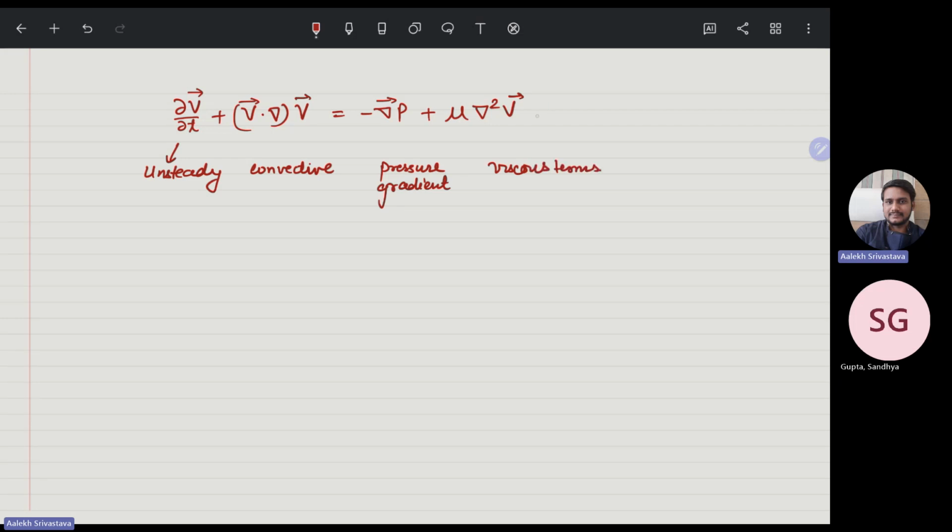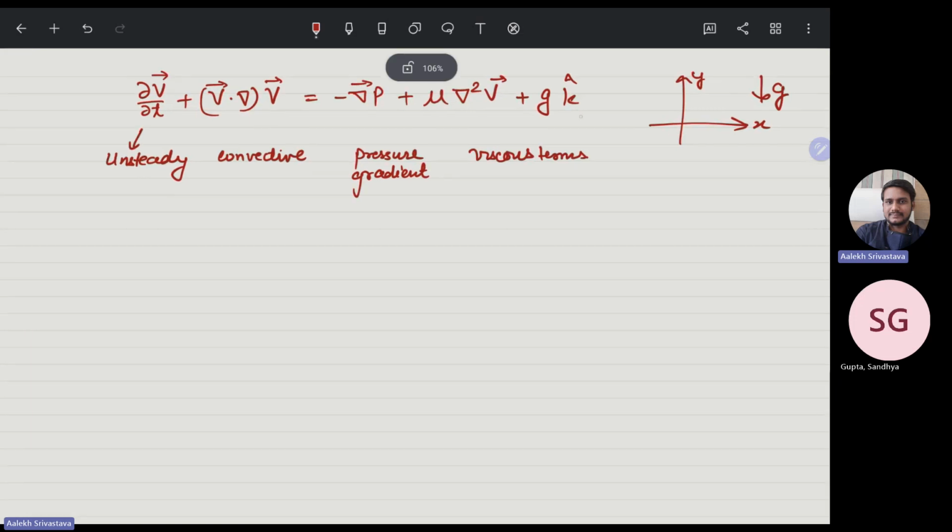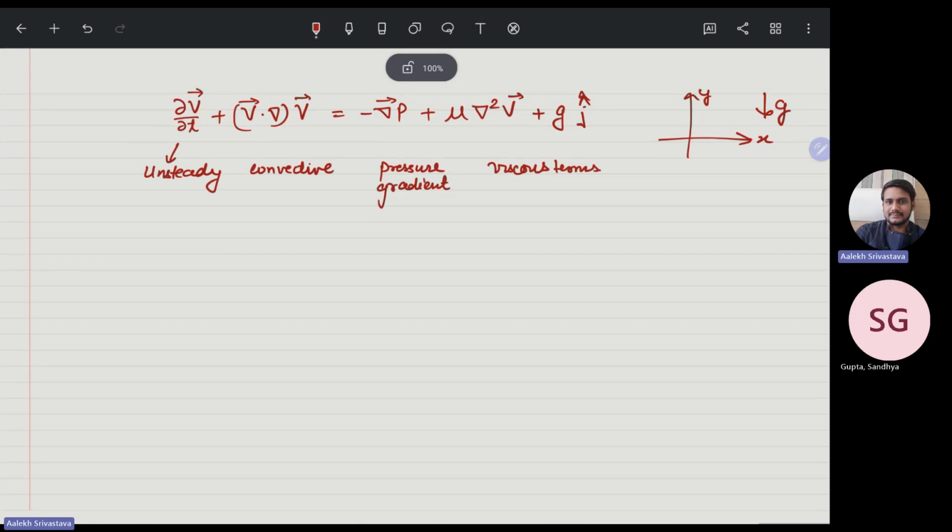Now, also there is some g term into k cap. It depends on what the k is. So if I take x and y, the gravity is in that direction, so it will be g into j cap. Whether that is there or not, sometimes it is included under the pressure also. So we can think of this gravity term as an extra term.